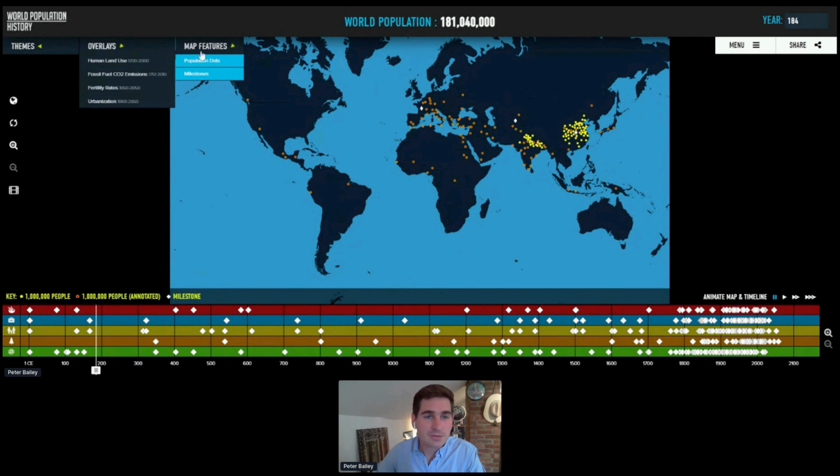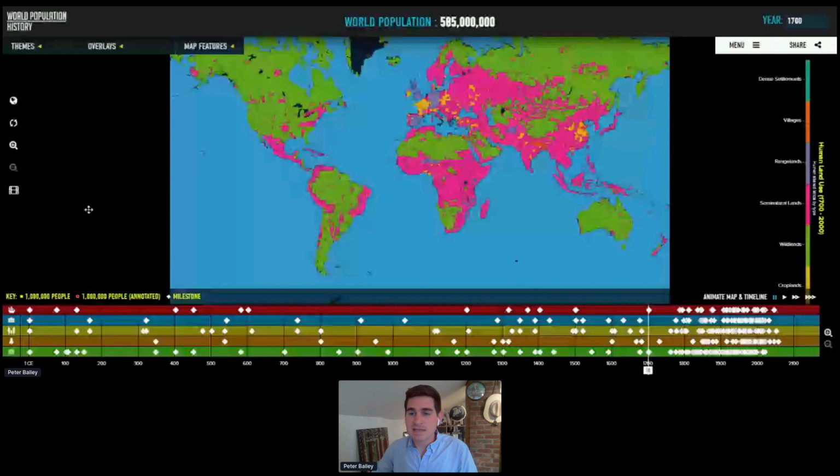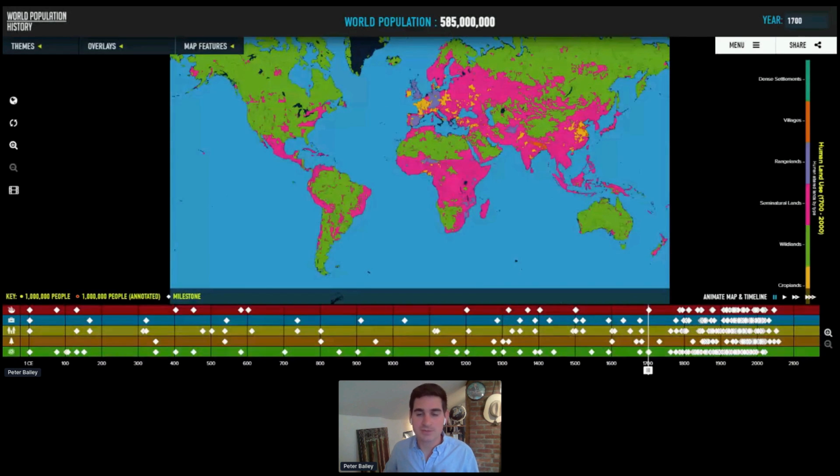So the last thing I'll show you is the overlays that we have here. Someone mentioned human land use, or excuse me, food and agriculture. How are we feeding all of these people on the planet? We have an overlay on this map that shows how land use has changed as we've added more and more people, starting in the year 1700 and moving forward. And you'll see that more and more land is used for feeding people rather than wild land and preserved land.